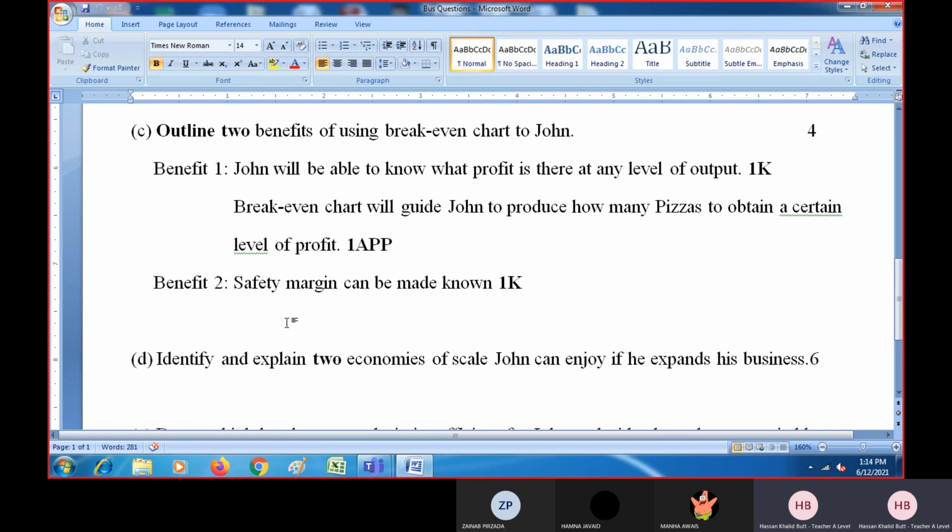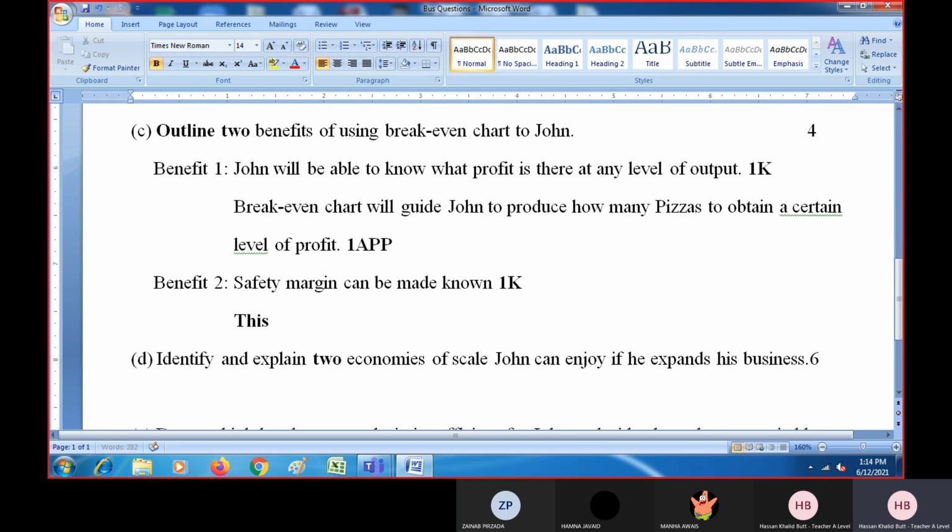Yes, Manha, Hamna, Zainab. Yeah, Manha, please. Sir, I wrote that safety margin will guide John how many pizzas would he produce and sell before he won't suffer loss in the business. Okay, all right. Okay, fine. Okay, good, Manha. Now we can actually do it this way.